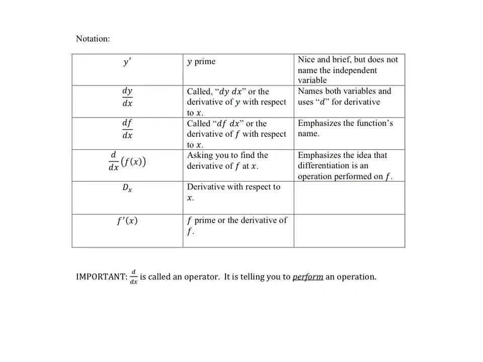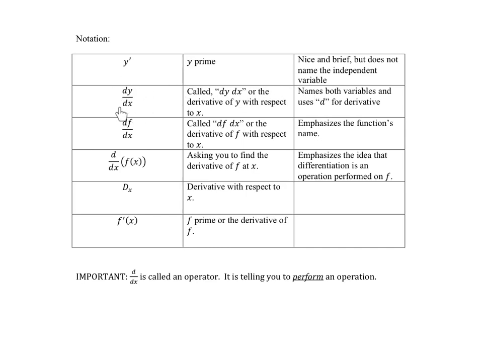Okay, the last slide, I'm not going to do a whole lot of writing. I just want to talk about notation. So these are all the different symbols that can be used for the derivative function. So y prime, that is pronounced y prime. It's nice and brief, doesn't name the independent variable, however.